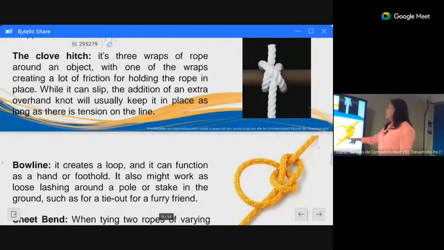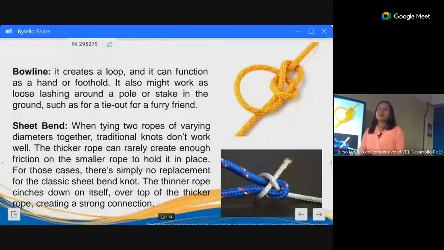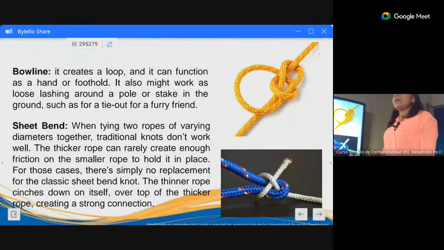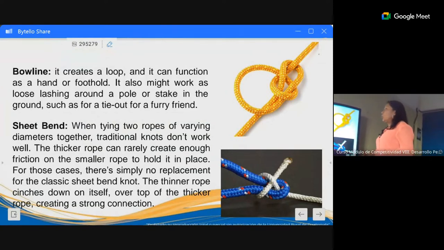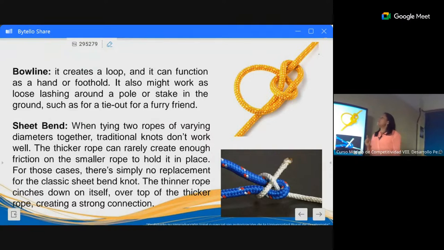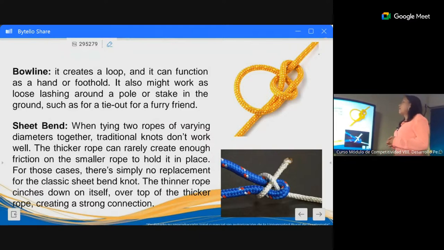Then here we have the bowline. In here it says it creates a loop, and it can function as a hand or foothold. So you can put your hand in there or your foot. It also might work as a loose lashing around a pole or stake in the ground, such as for a tie-out for a furry friend. This is one.